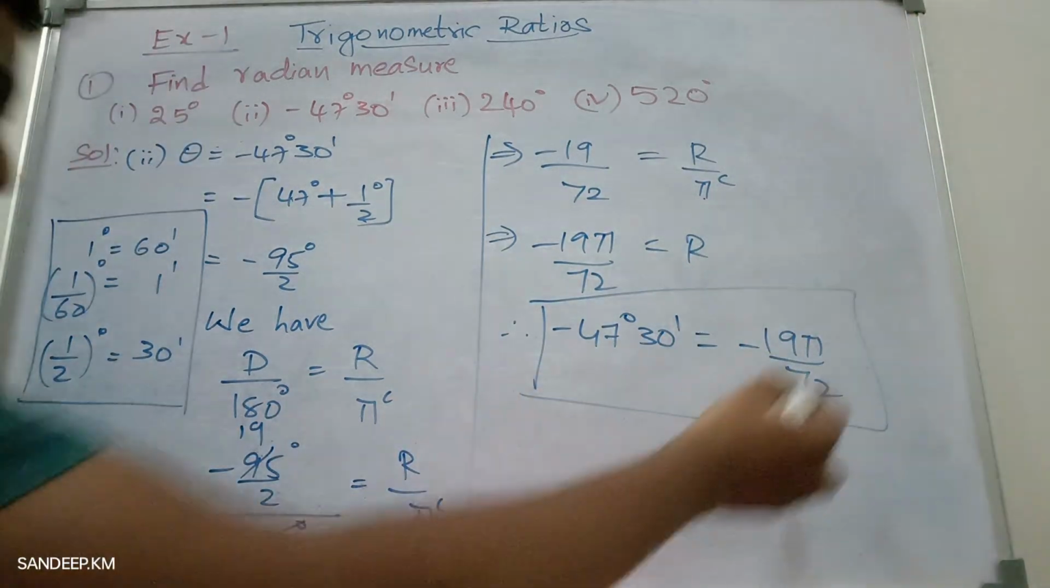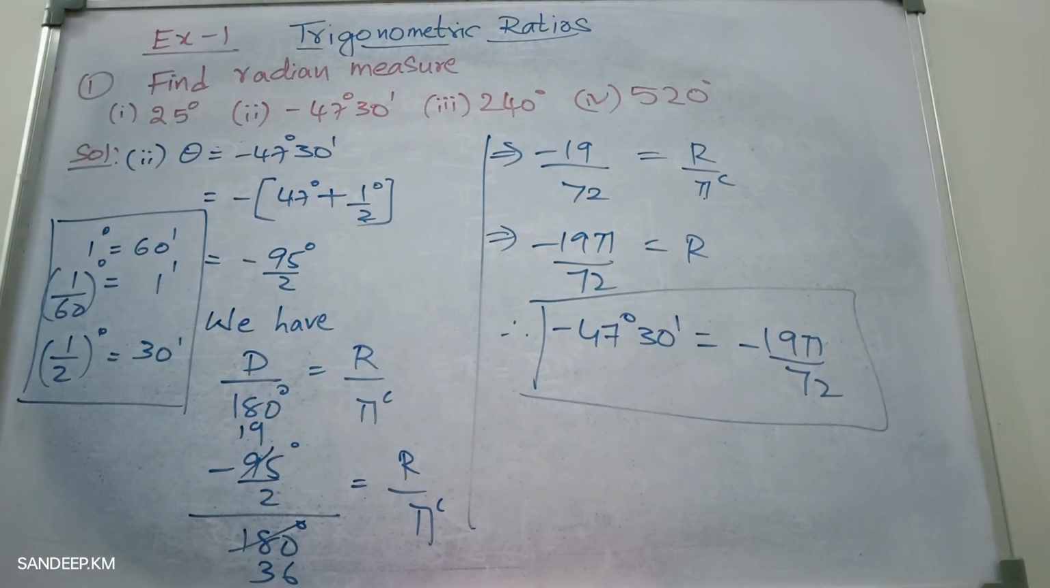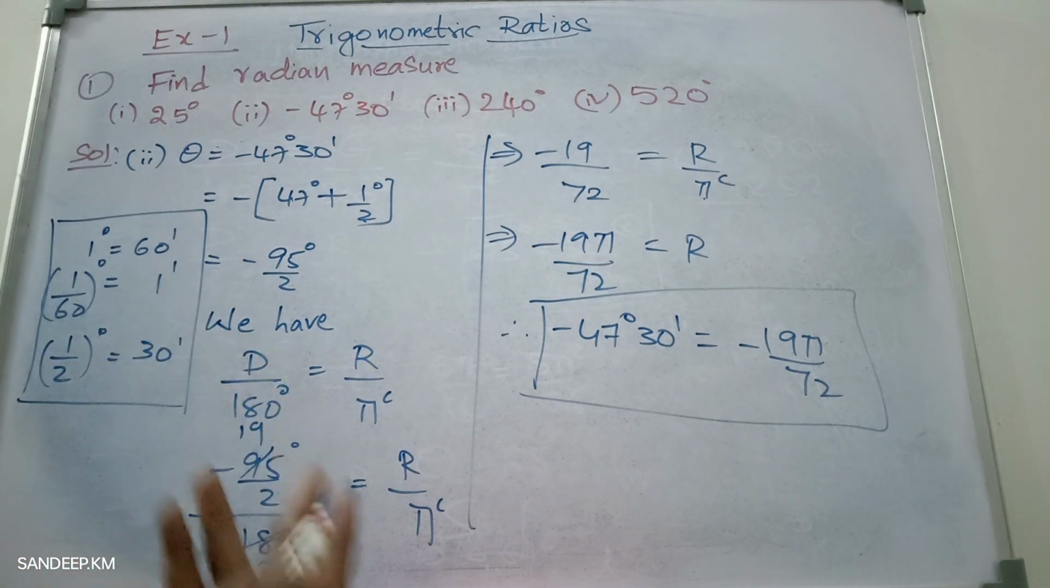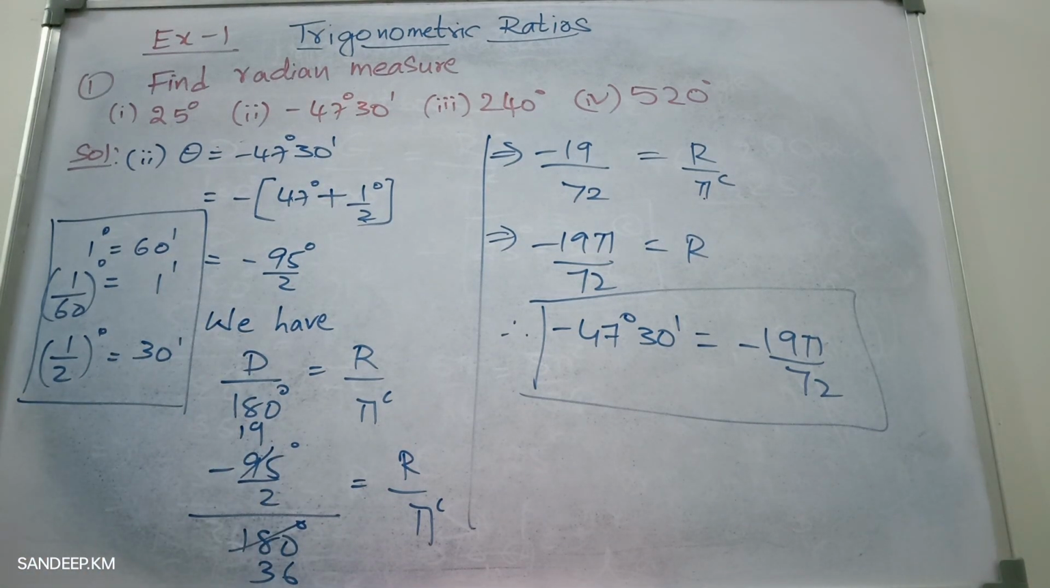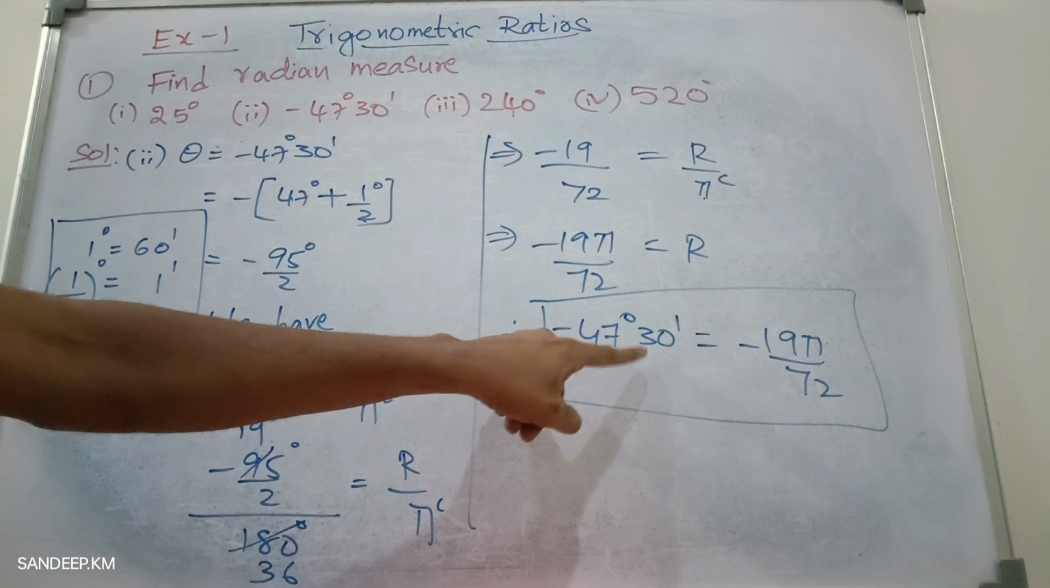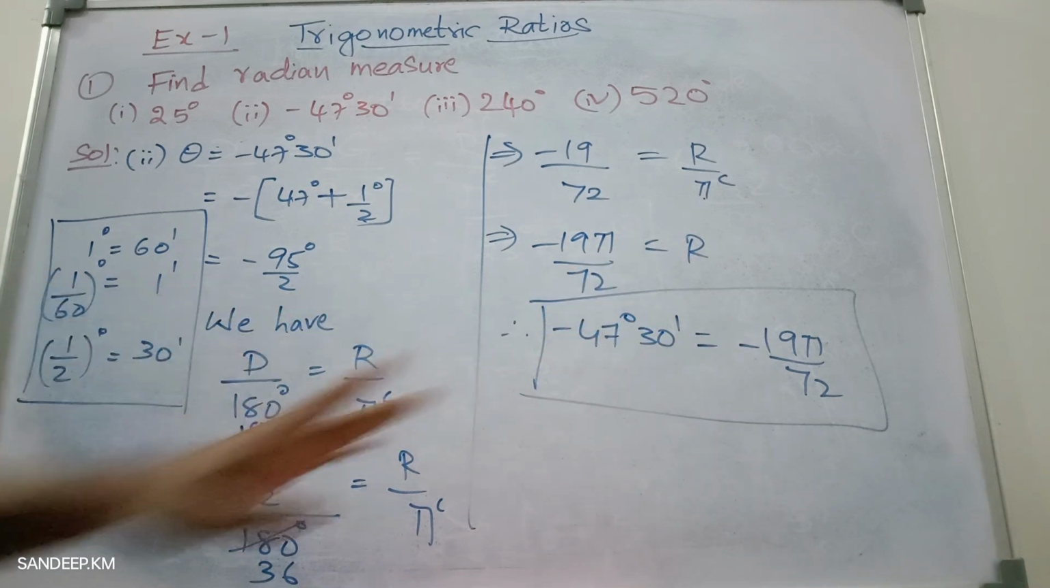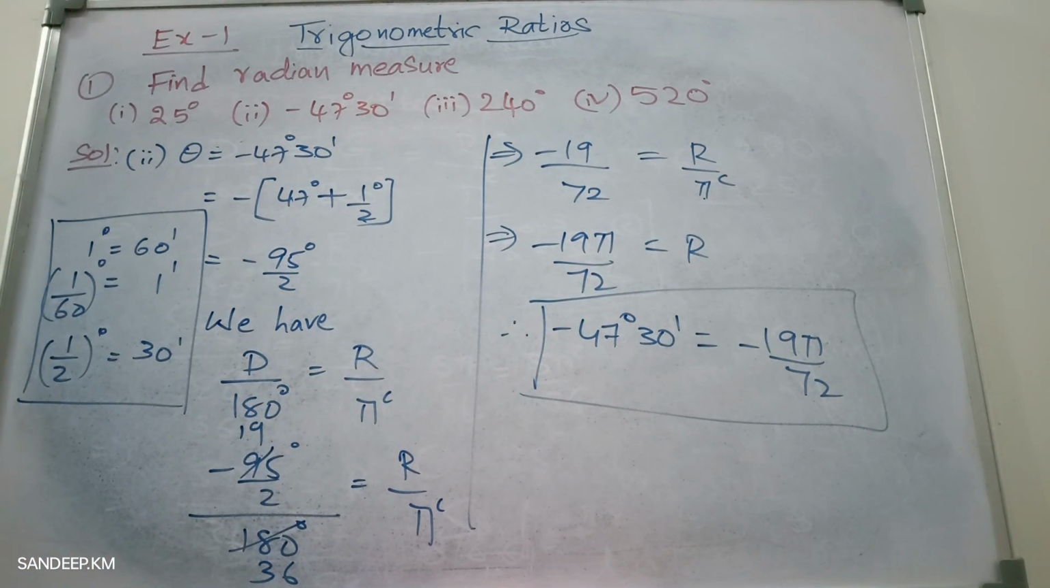As I told you, no need to mention the radian unit here. Even if you don't mention, it means they are in radians. So therefore minus 47 degrees 30 minutes is equal to minus 19 pi by 72 radians.